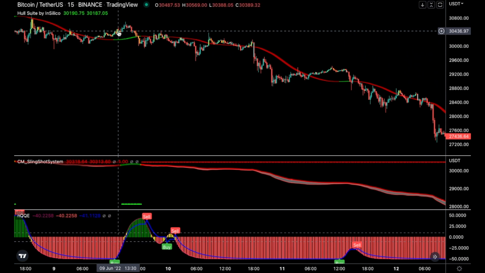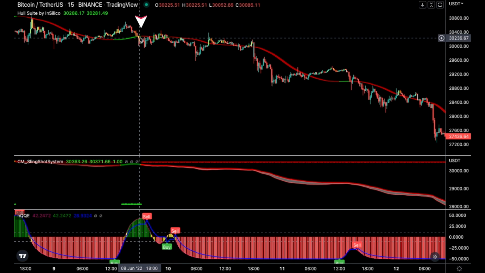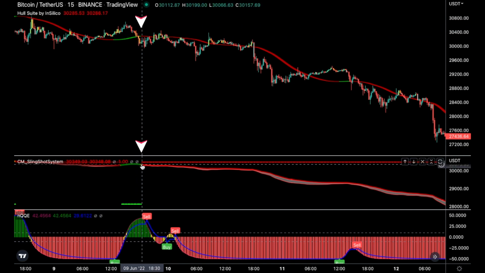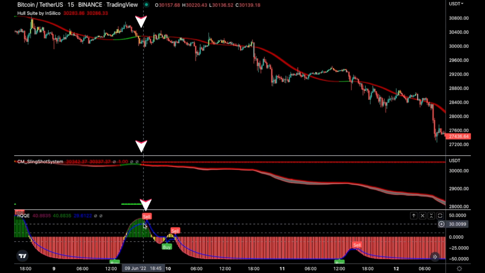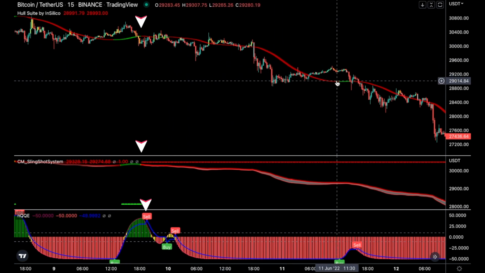BTC USDT did move up a little bit, but not much. Then the signal turned red over here, which means we should sell it. This is also a sell signal and we have a sell signal right here. So we would have gone short over here and it moved down really well.